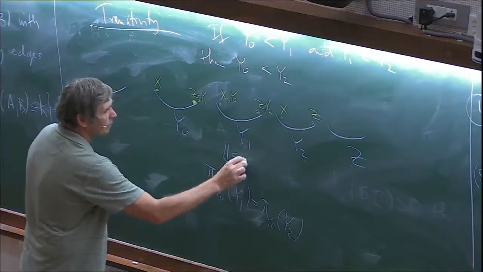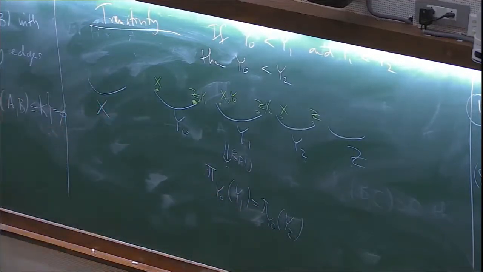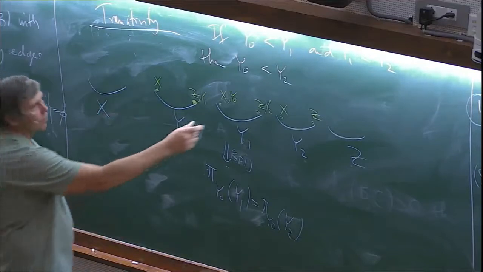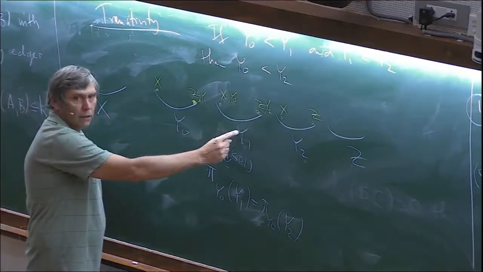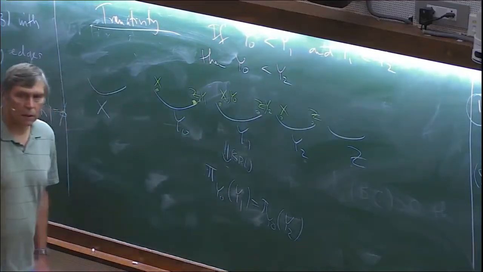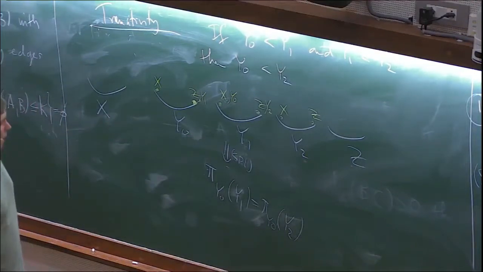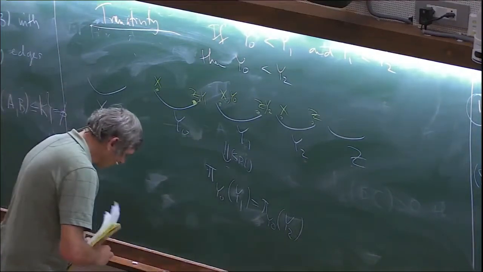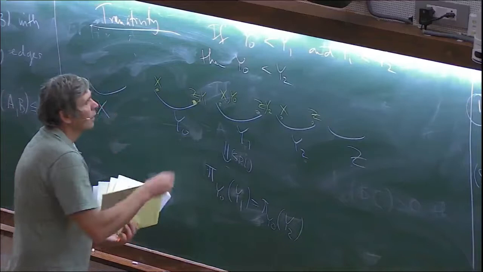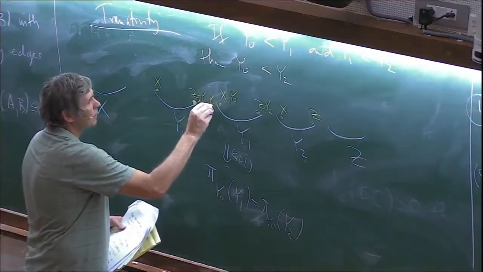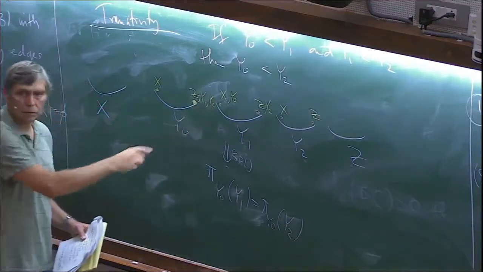That was SP1. Just by looking at this picture. Just because y0 and y2 are far apart on y1, that means that these projections are equal. So that means that I can stick y2 here. Right? I can put y2 over here, because y2 and y1 have the same projection to y0.